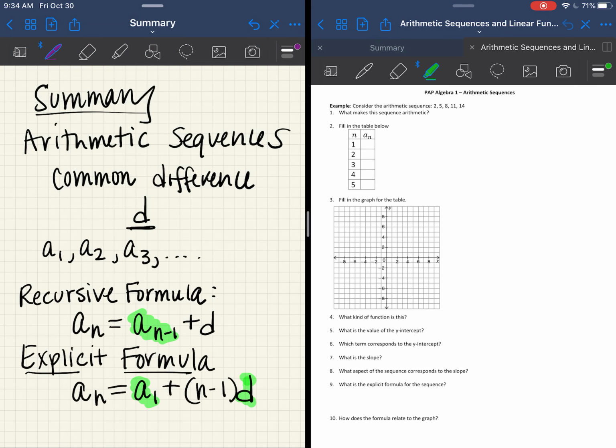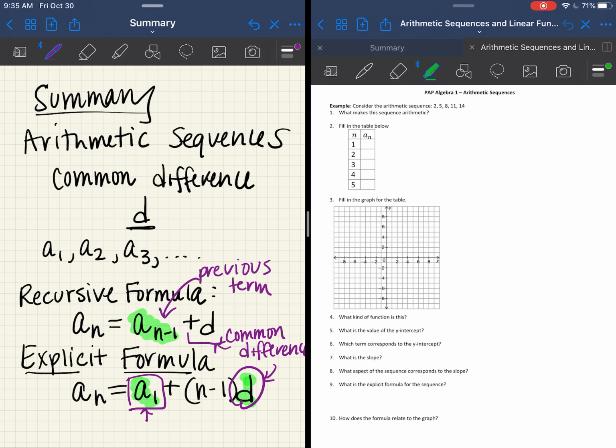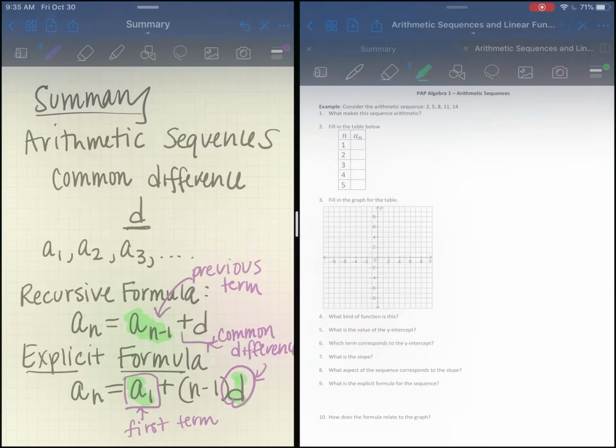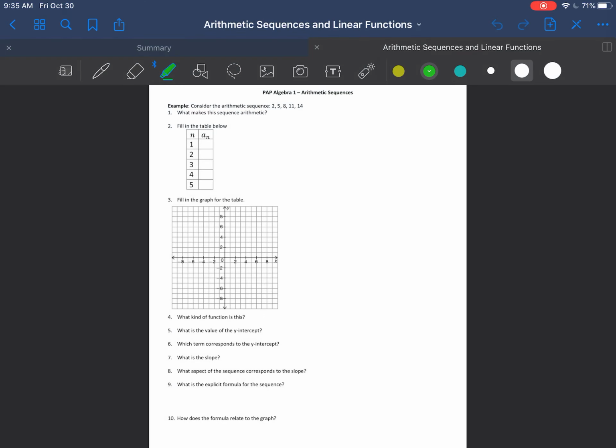And so I do want to label what all of this means for you. And so for the recursive formula, this means previous term. This is your common difference, which also shows up here. This is your first term. Okay, and so we're going to look at some examples.